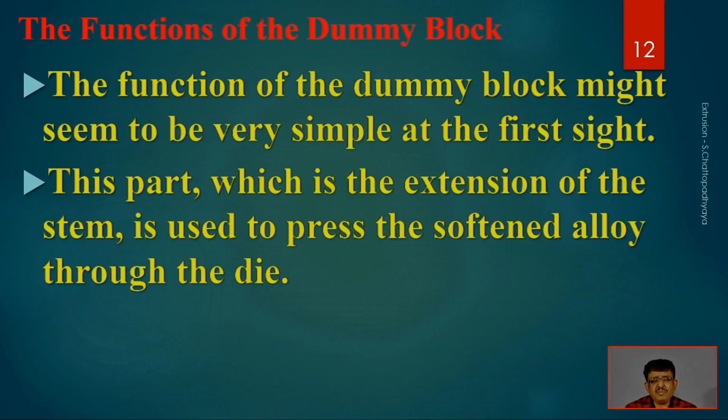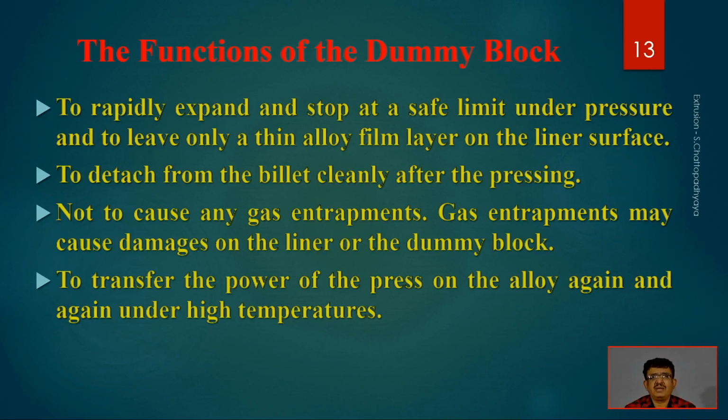The function of the dummy block might seem very simple at first sight. It is very easy and straight, nothing very complicated, but its role is tremendous. It is the extension of the stem used to press the softened alloy through the die. It expands rapidly and stops at a safe limit under pressure, and only a thin alloy film layer on the inner surface, the oxide layers, is left in the container itself, with detachment from the billet for the cleaning action.